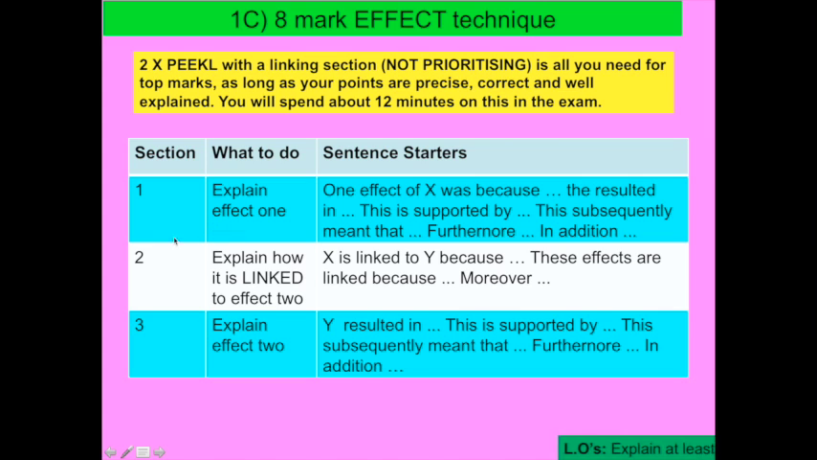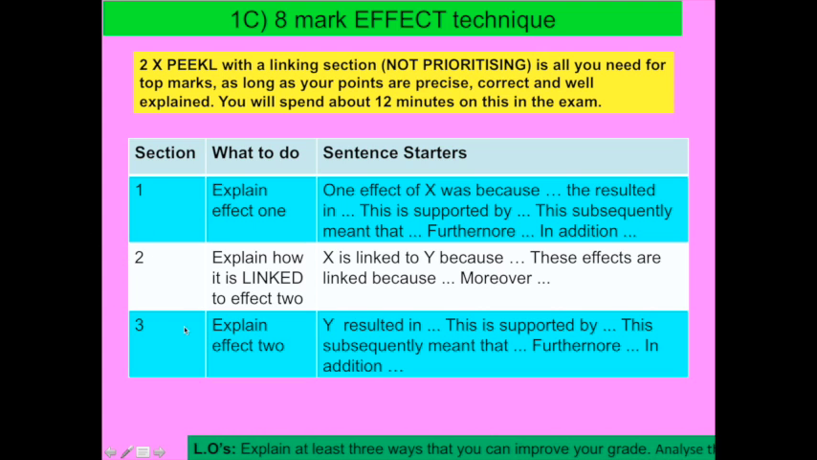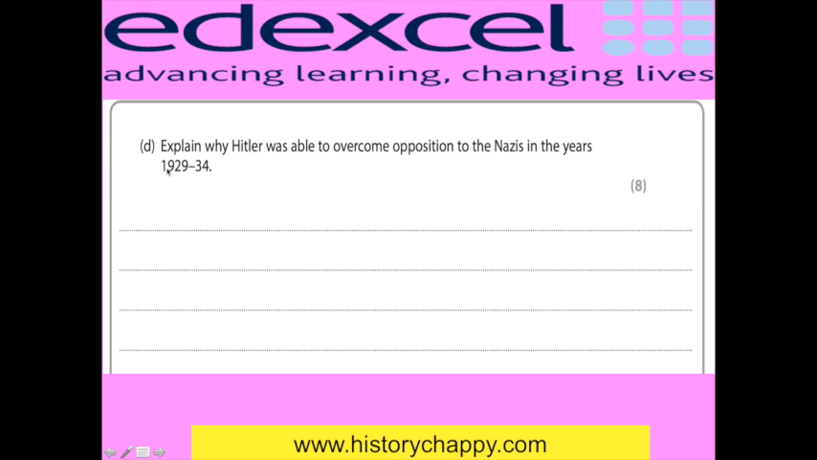So 2 clear effects. I would try and split them up between political, economic, military, so you're talking about 2 different effects and 2 different sections of the population, with a link in there. That should harvest you full marks for that question. Okay, D and E, similarly they're 8 mark questions, but you can link and or prioritize or rank your factors here. So in this case, it's explain why Hitler was able to overcome opposition to the Nazis in these years.